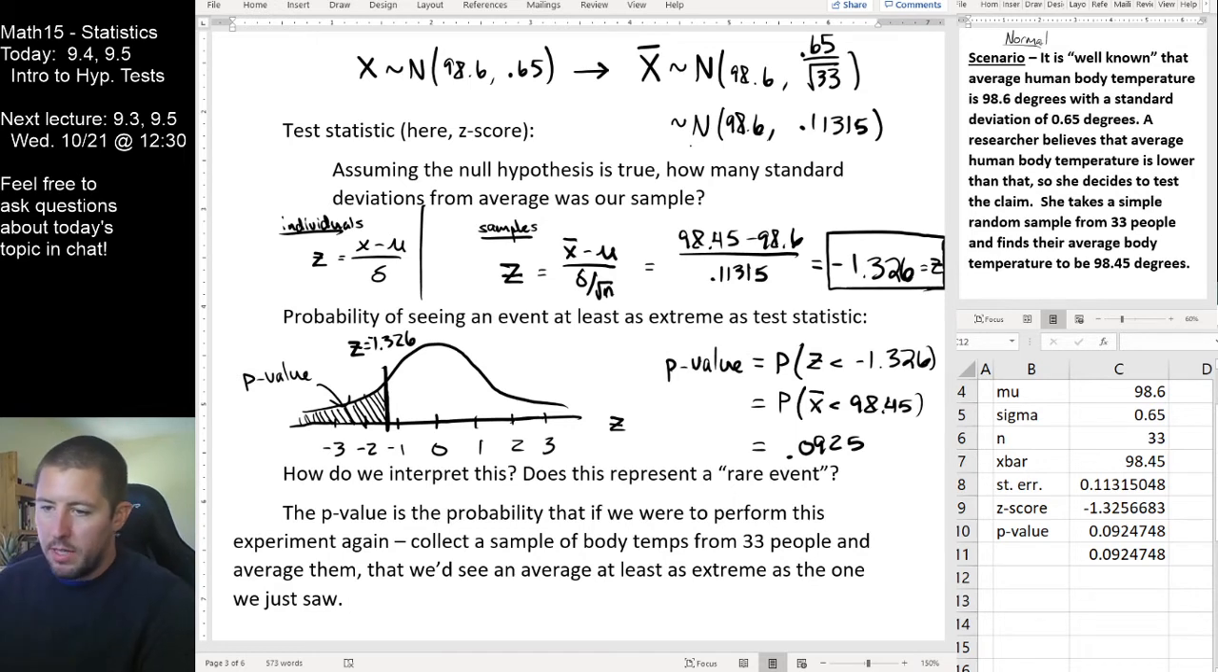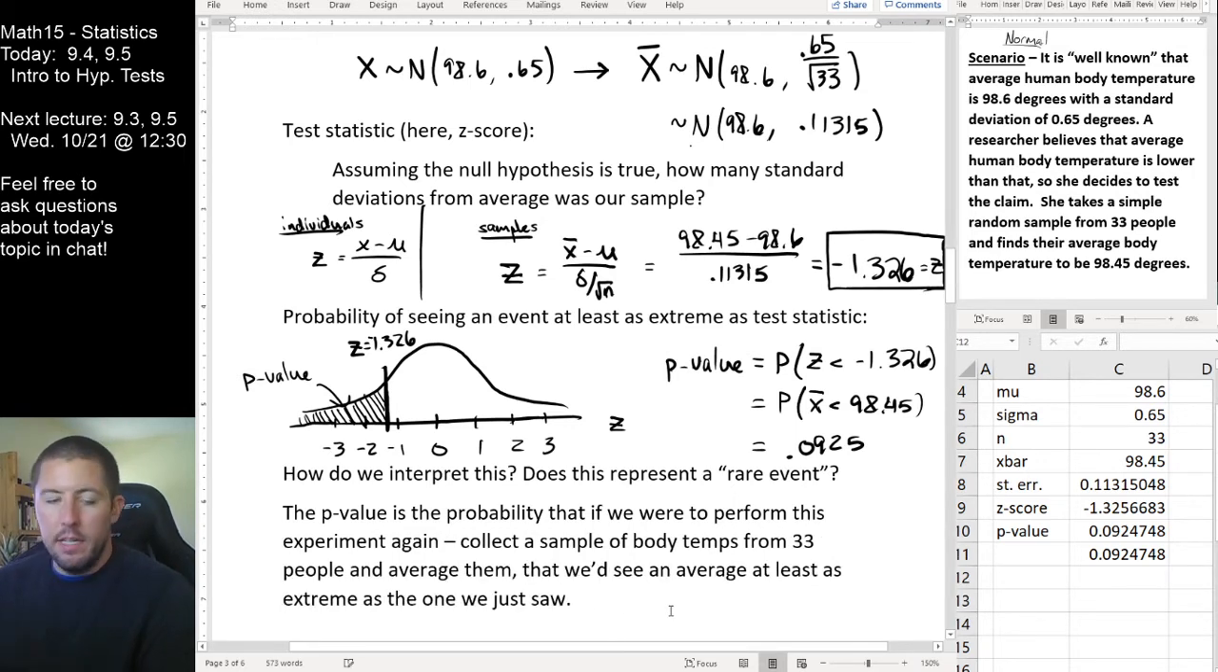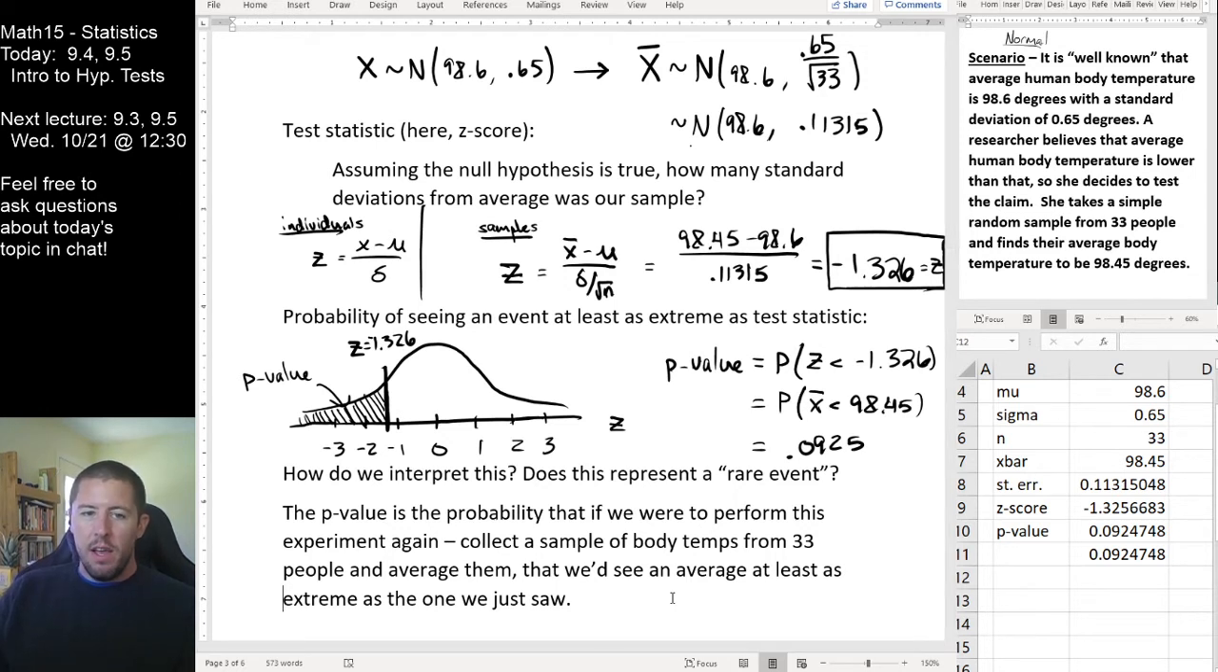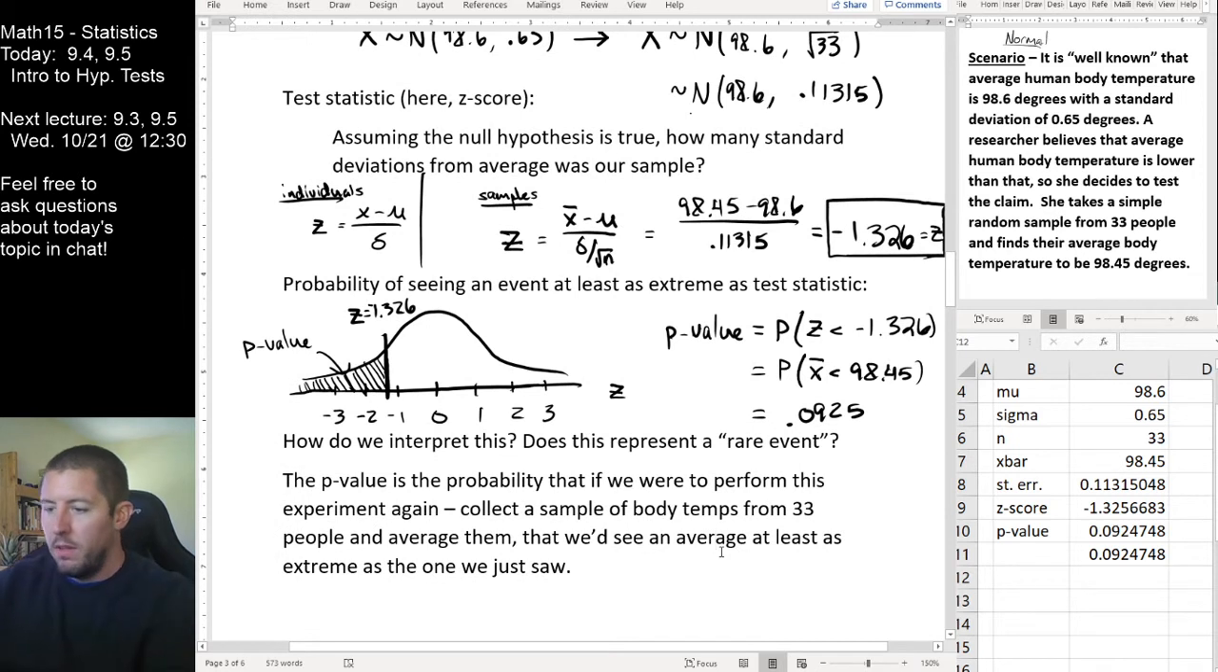All right, so let me just stop right there and say a few things. Our p-value is saying, listen, if we were to do this whole thing again, perform the whole experiment a second time, what's the probability that we'd get another sample that's at least as extreme as the one that we just saw? This is like saying, what's the probability of seeing a sample that's extreme under the null hypothesis? Assuming the null hypothesis is true, how unusual was this sample?